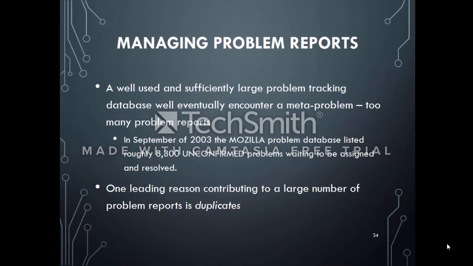A sufficiently large and well-used problem tracking database will eventually encounter a meta-problem: too many problem reports. For example, in September 2003, the Mozilla problem database listed roughly 8,300 unconfirmed problems just waiting to be assigned. One leading reason contributing to a large number of problem reports is duplicates, which we briefly talked about earlier.